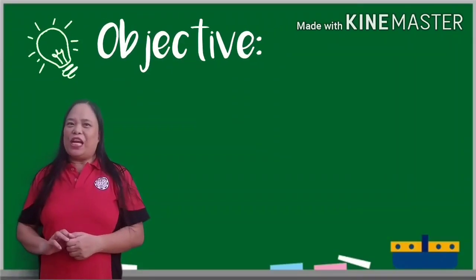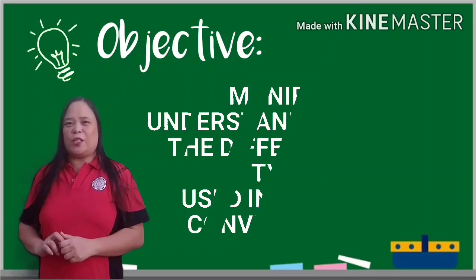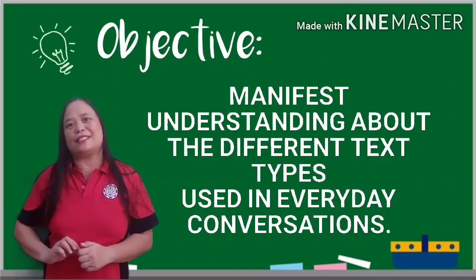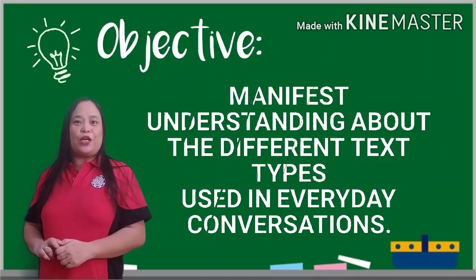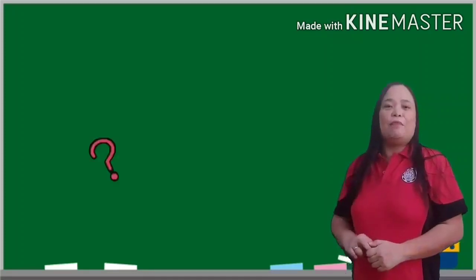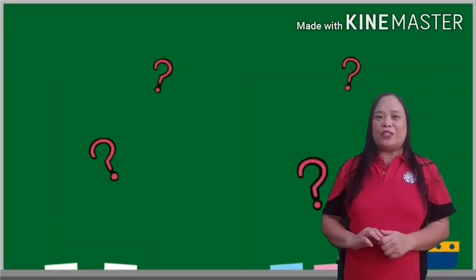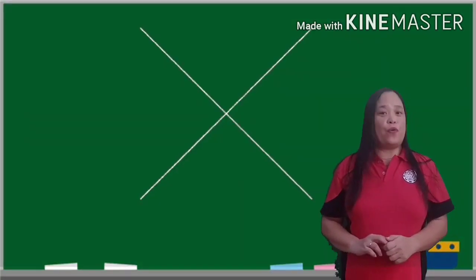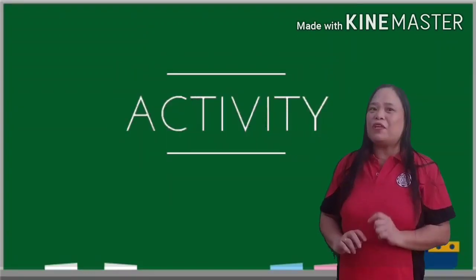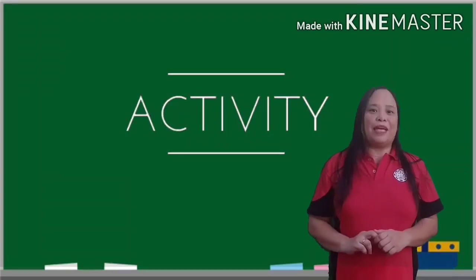Today's objective of our lesson is to manifest understanding of the different text types used in everyday conversations. But before we proceed to our proper lesson, let us first have our activity. This activity is what we call name game.